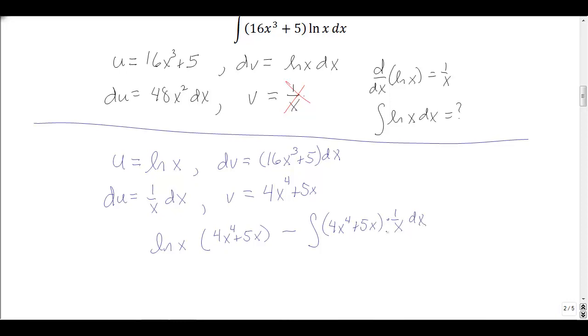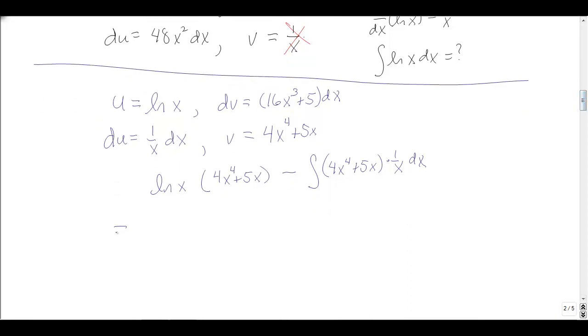And so you can now distribute this 1 over x and turn this into a polynomial. It's going to reduce the degrees. So what we'll get here, let's see, you have your natural log x. I'm going to write that 4x to the 4th plus 5x in front. I like to do that just because I worry that I start thinking that the 4x to the 4th plus 5x is inside of the natural log.